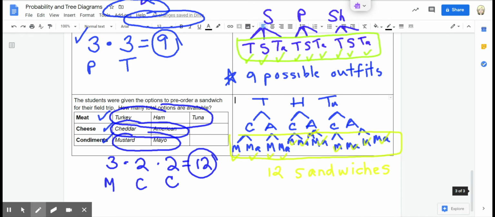So you can do it really quickly if you're asked using the counting principle, or you can use a tree diagram. Now, tree diagrams will be very useful tomorrow when we go into more specific probability questions. But if you're just asked how many possible combinations, you can simply just multiply each event times each other and get your total of 9 or 12. Okay, so hopefully this helped you. For today, we're just focusing on probability, tree diagrams, but specifically the counting principle. So good luck.